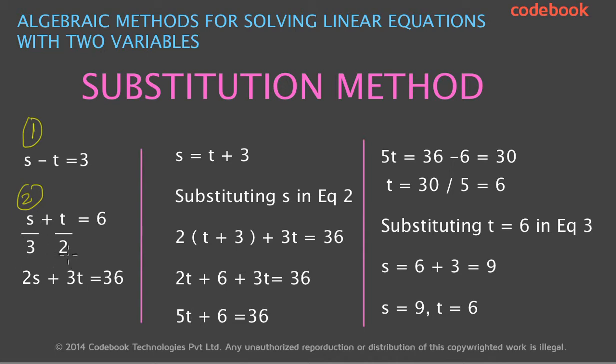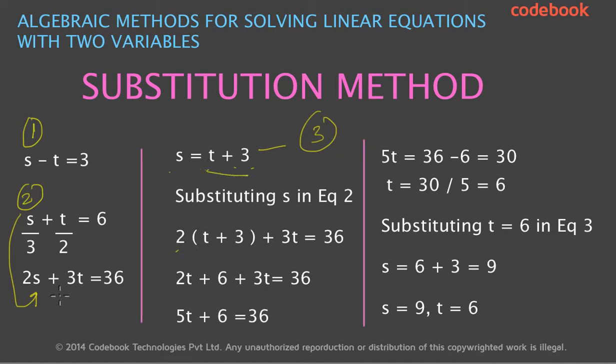So by taking LCM and doing cross multiplication, you have 2s plus 3t is equal to 36. This is your equation 2. So the first equation can be written as s equal to t plus 3. Let's call it 3. So substituting s equal to t plus 3 in equation 2. So equation 2 is 2s plus 3t equal to 36. So substitute s equal to t plus 3.